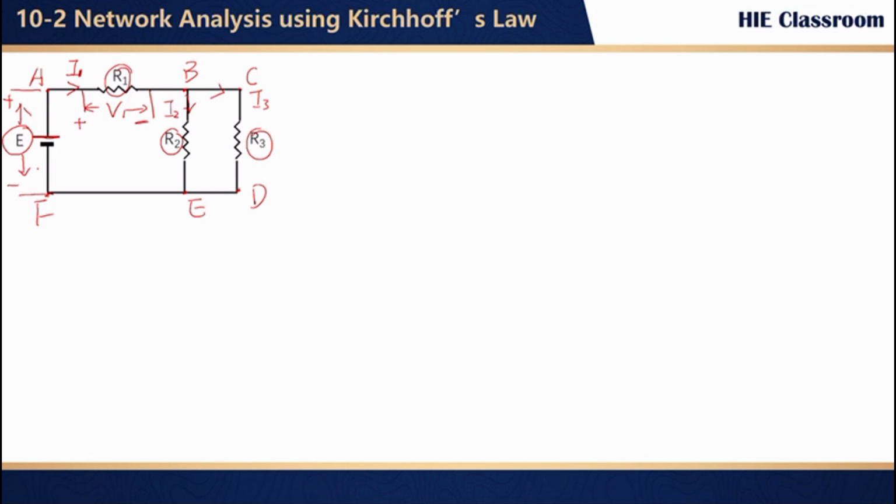Then for R2, the current goes from up to down here, and we have the voltage over it as V2, with current going from the positive to the negative. Similarly, we get the voltage V3 over R3 as this, and the current will flow from the positive to the negative. Okay, at this point, we have all the currents and voltages labeled.